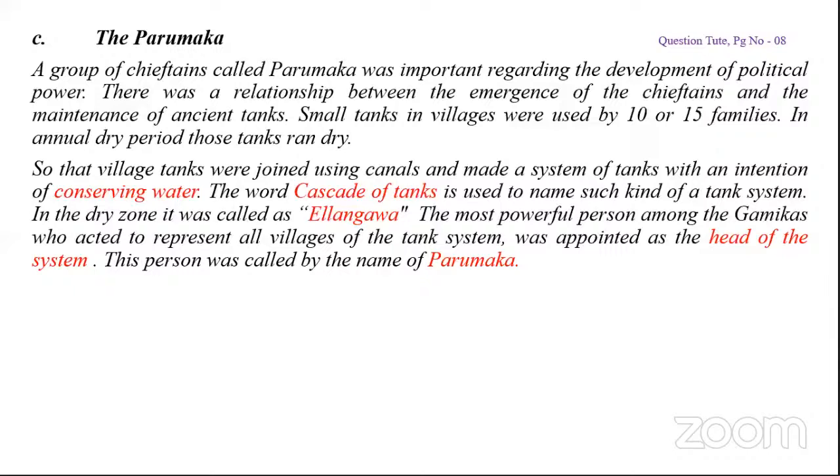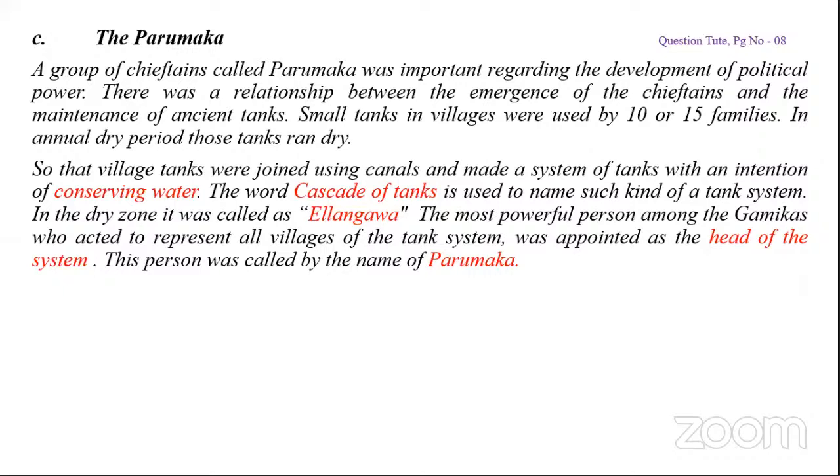Small tanks in villages were used by 10 or 15 families. In the annual dry period, those tanks ran dry. So the village tanks were joined using canals and made a system of tanks with an intention of conserving water. The word cascade of tanks is used to name such kind of tank system. In the dry zone, it was called Ellangava.